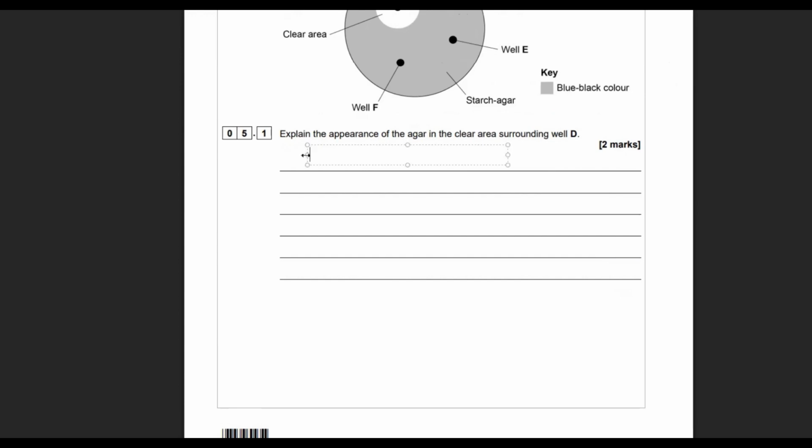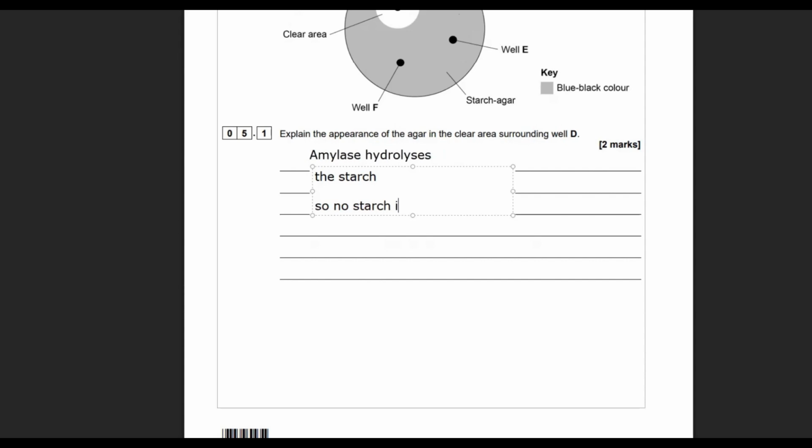So obviously, we can tell that amylase hydrolyzes, you could say breaks down, but they might not accept that, or catalyzes, which I can't spell, so let's leave it at that. Catalyzes or hydrolyzes the starch. So no starch is present. So there's no starch left over.